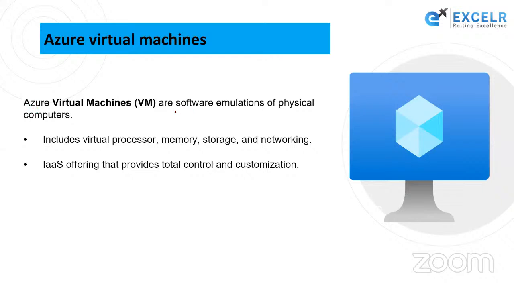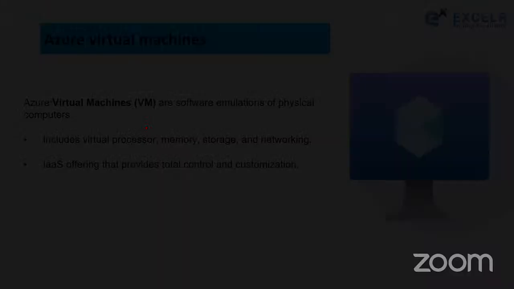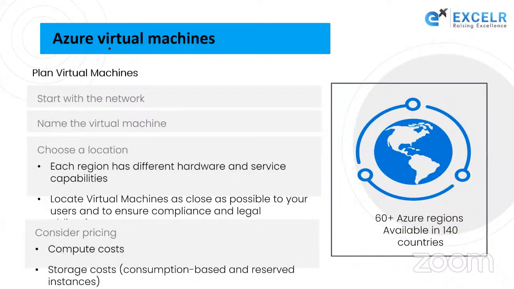A virtual machine is a kind of software emulation of a physical computer in the Azure cloud environment, which includes a virtual processor, memory, storage, and networking device. This falls under the IaaS offering, which provides total control and customization of your virtual machine within the Azure environment. Whenever you want to use your virtual machine, you need to plan how you are going to use it. Now, this virtual machine is a regional service.